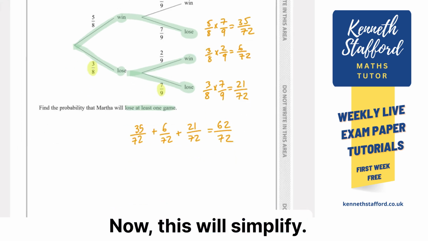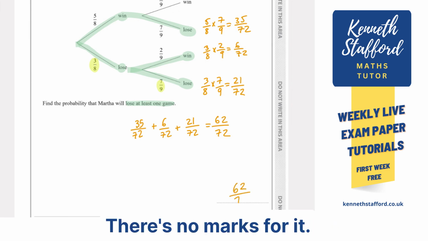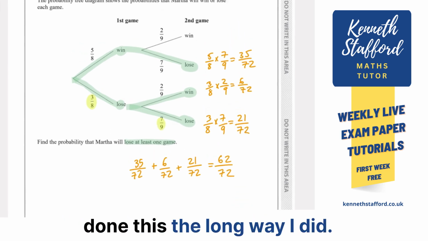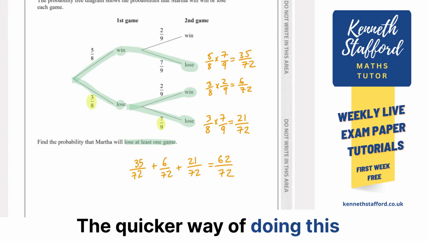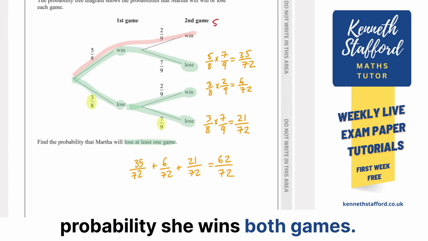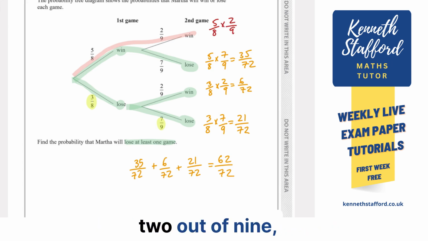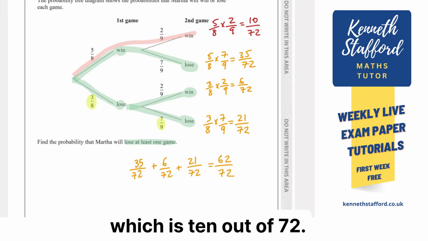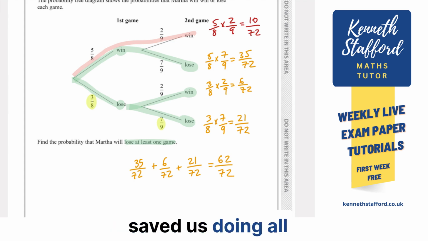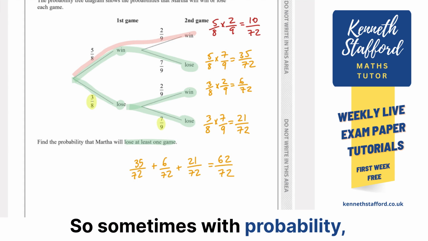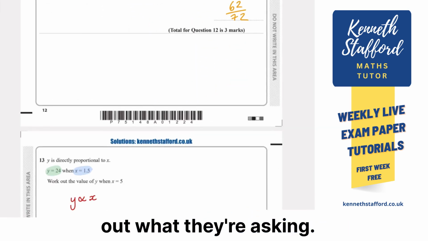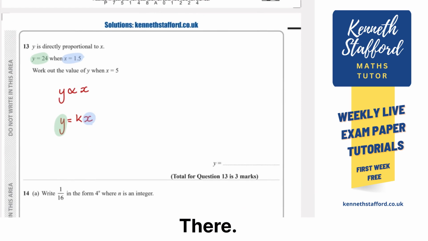Now this will simplify. Never bother with probability. There's no marks for it and you could go wrong. Some of you may be thinking I've done this the long way. I did. The quicker way of doing this was to do the opposite. So we could have figured out the probability she wins both games. So 5 out of 8 times 2 out of 9, which is 10 out of 72. In doing that, we would have known what was left over was 60 out of 72 and saved us doing all the other work. So sometimes with probability, it's worth working out the opposite of what it's asking you, and you can use it to figure out what they're asking. So either way is fine there.